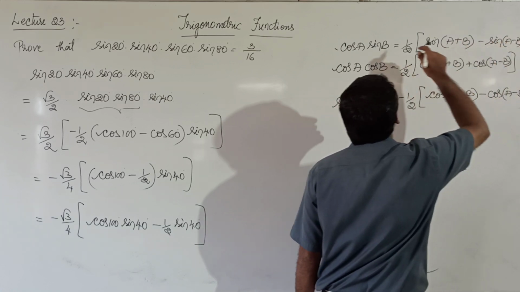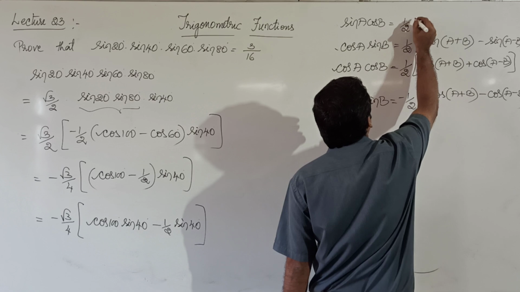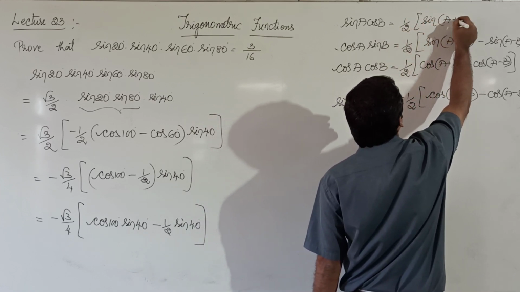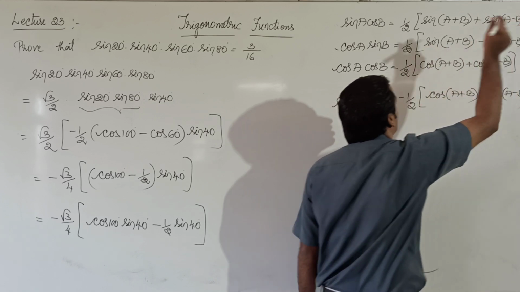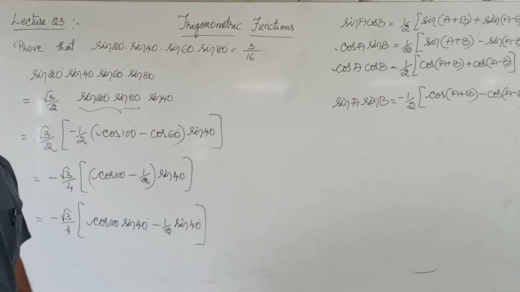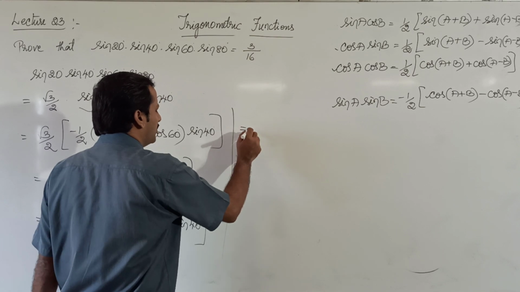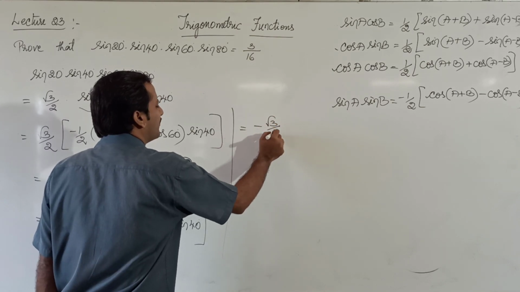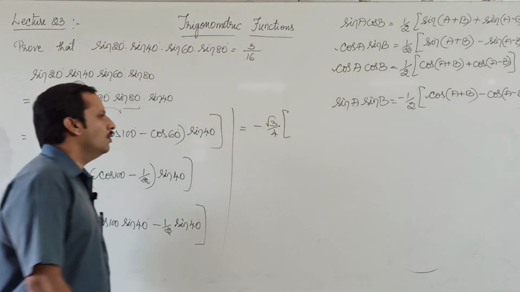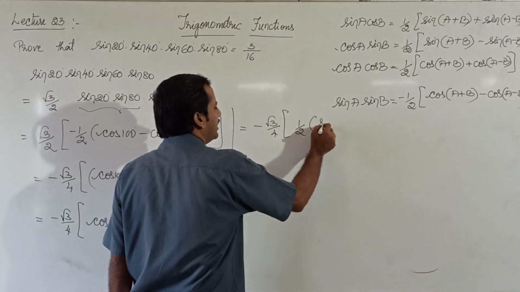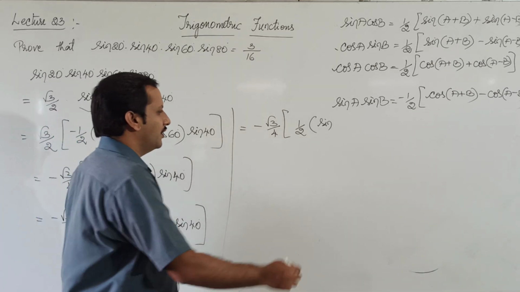If you have sin A cos B, sin A cos B will be equal to 1 by 2 into sin A plus B plus sin A minus B. Here I am talking about cos A sin B. Cos A sin B is equal to 1 by 2 into sin A plus B minus sin A minus B. Use that formula. That's equal to minus root 3 by 4 into, here cos A sin B is equal to 1 by 2 into sin A plus B. A plus B means 100 plus 40, that is 140.